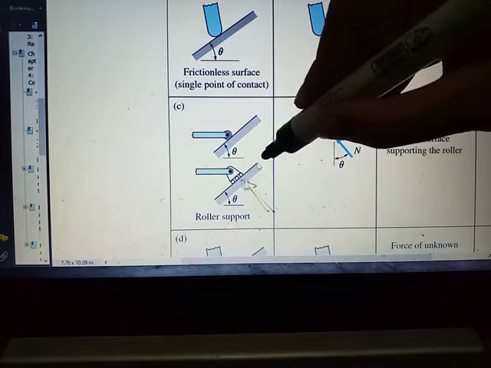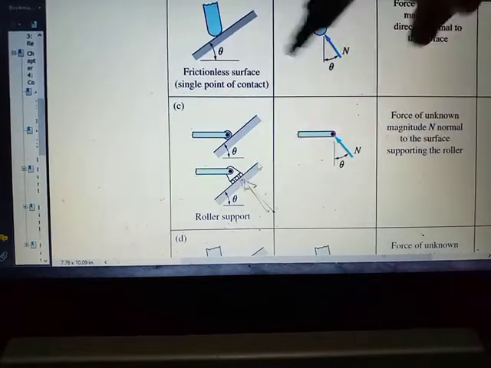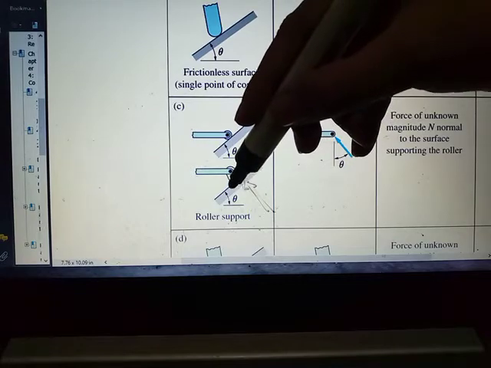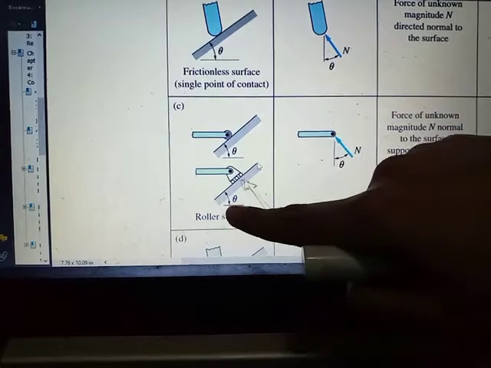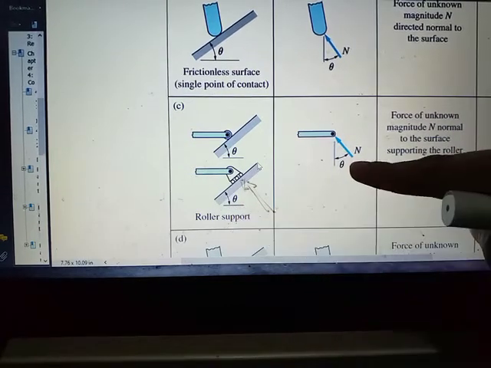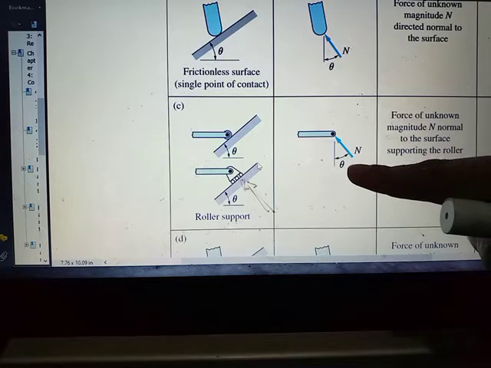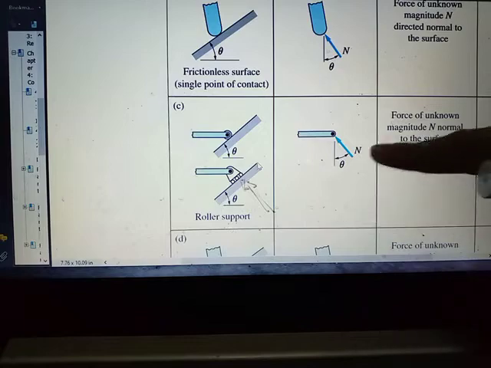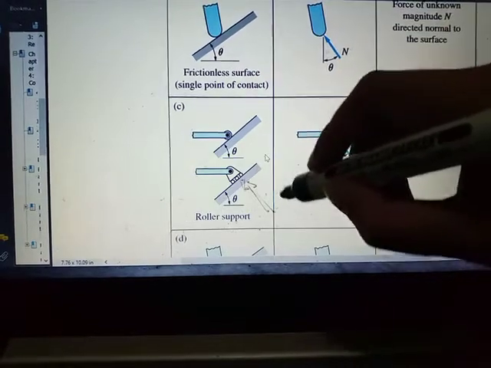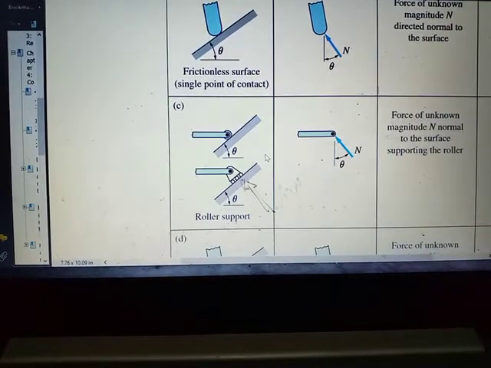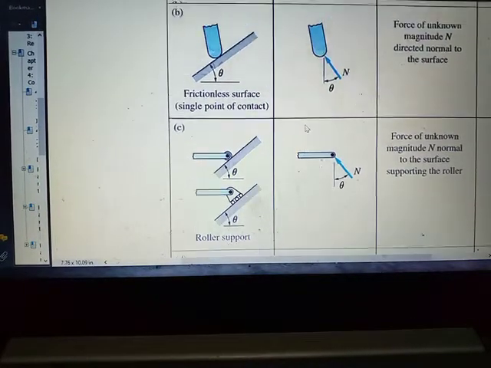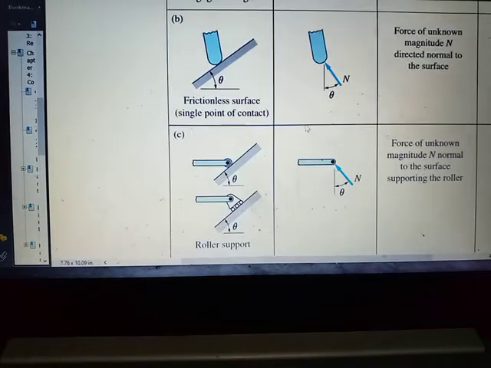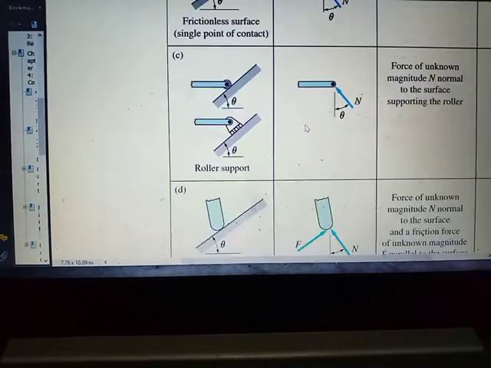Ito yung surface mo, yung end mo is dapat nagki-create ng 90 degrees with the surface. Ibig sabihin, if theta to with respect to x-axis, yung theta mo, pag nilipat mo yung force is with respect na to the y-axis. Kasi nga, perpendicular dapat yung end mo. Pag sinabi nating N, yan yung normal force mo relative to the surface. We have 3 na: flexible cable, frictionless surface, and then roller support.